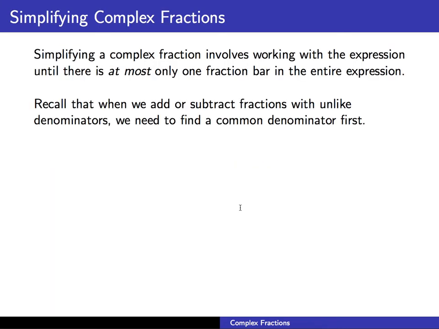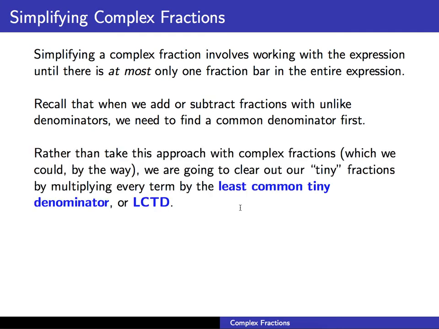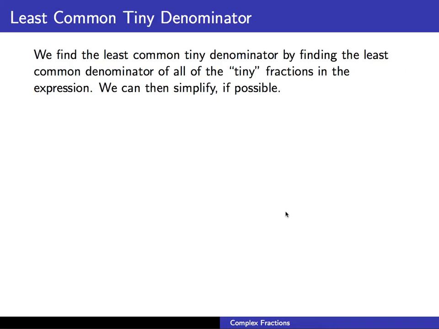So recall that when we add or subtract fractions with unlike denominators, we need to find a common denominator first. Now, rather than take this approach with this section, which we absolutely could, by the way, we could simplify and then divide by a fraction means multiply by the reciprocal. There's nothing wrong with that. We're going to clear out our tiny fractions by multiplying every single term by what I like to call the least common tiny denominator, or LCTD. So what is it? Well, it's the least common denominator of all the tiny fractions in the expression.